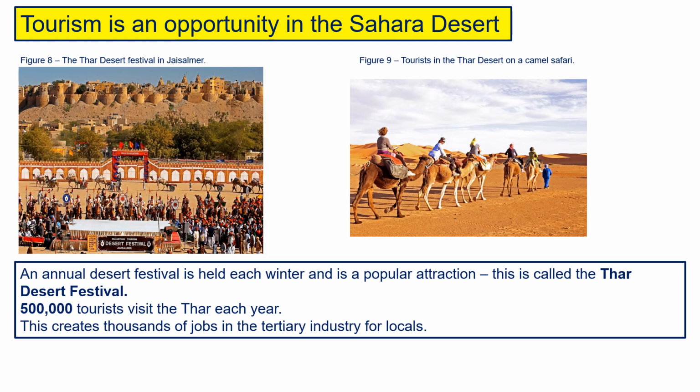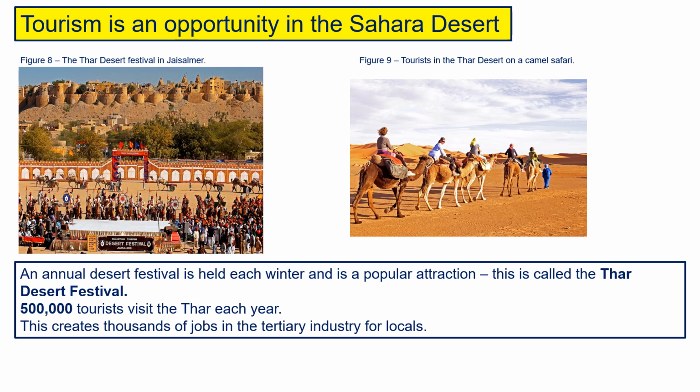And the final opportunity is the annual Desert Festival and tourism. So tourism attracts 500,000 people a year to the Thar Desert. This creates jobs for local people who will then pay taxes on that. In addition, when people come in and visit on holiday, they're spending money in the local economy, again generating taxes for the government.